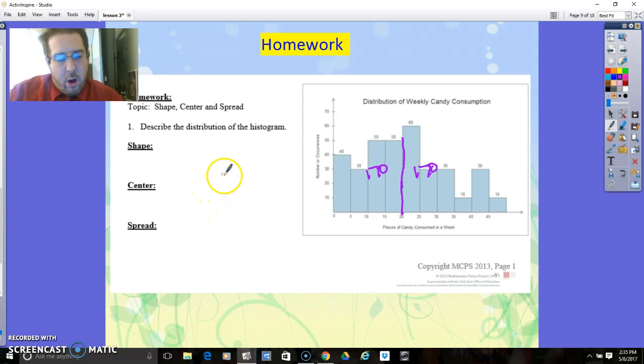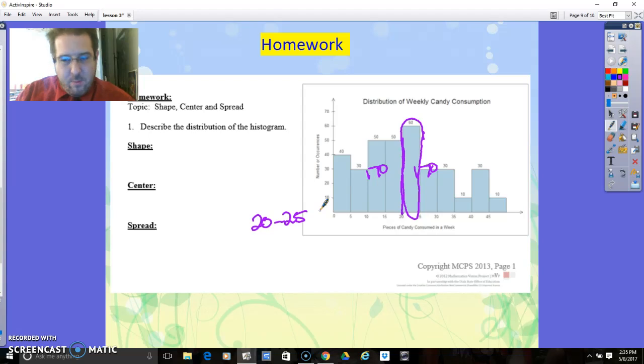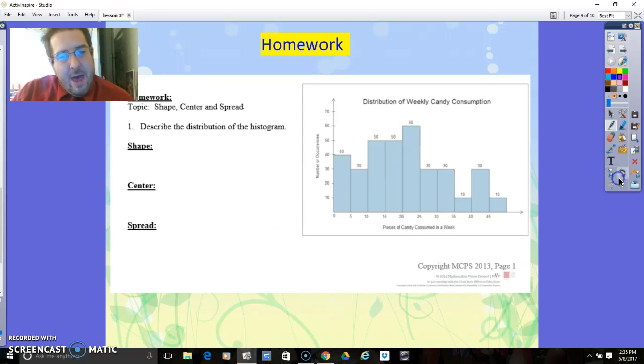That's the median. We also know what the mode is because the mode is going to be this tallest, which is between 20 and 25. Now, once again, like I mentioned before, we don't know exactly what the number is. We just know the category that it's in, because that's what a histogram is. It's a bar graph with categories.